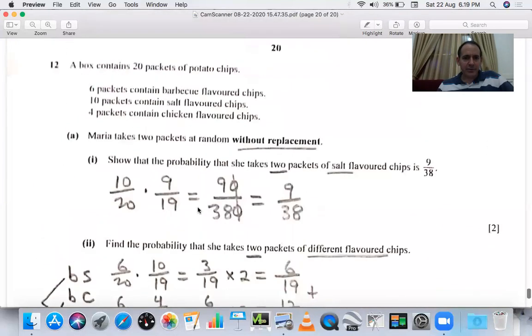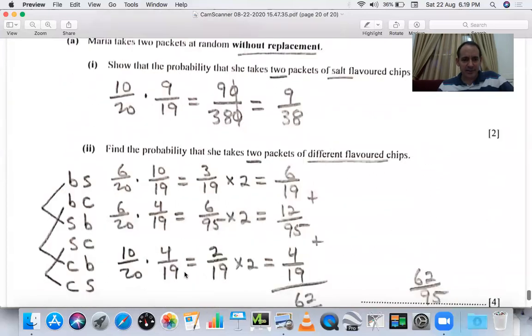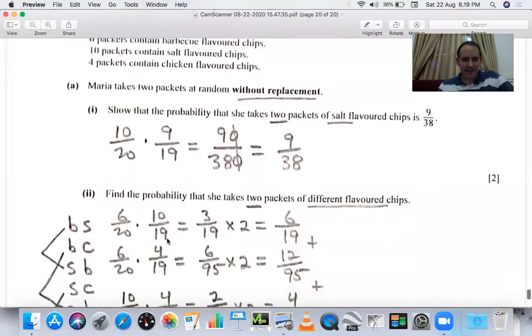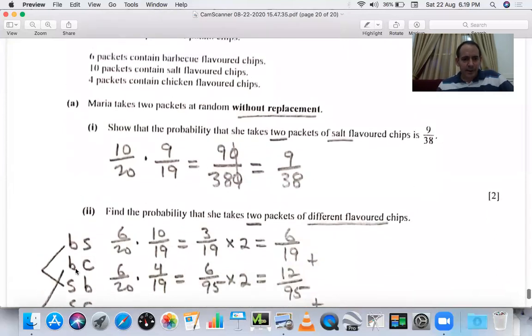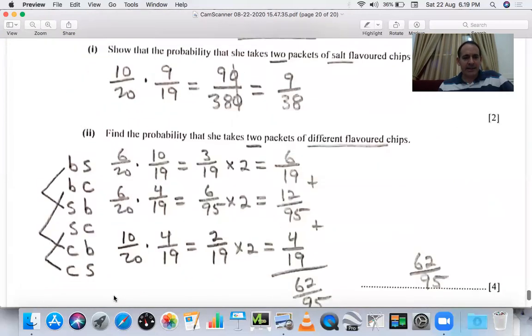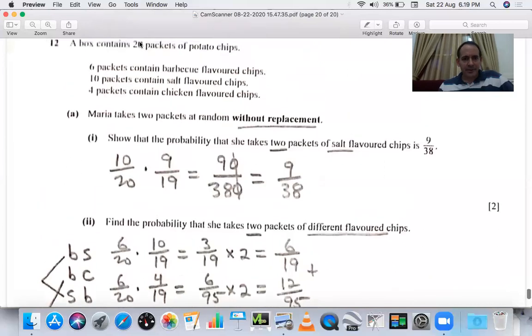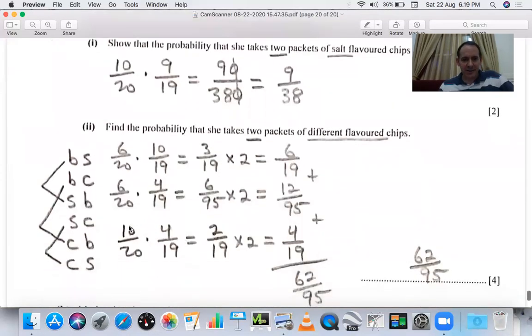So if you have barbecue salt, there's 6 out of 20. Then don't forget, now your salt is 10 out of 19. Your next one is barbecue chicken, so 6 and then chicken is 4, 6 then 4. And then of course the total goes down by 1, 20, 19. Then on the last one you have your salt chicken. So there's 10 salt and 4 chickens, 10 and 4, but because you don't put it back, the total reduces to 19.